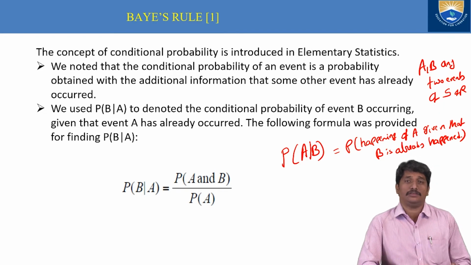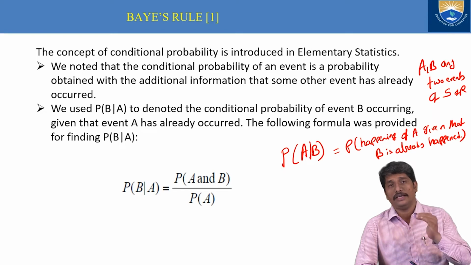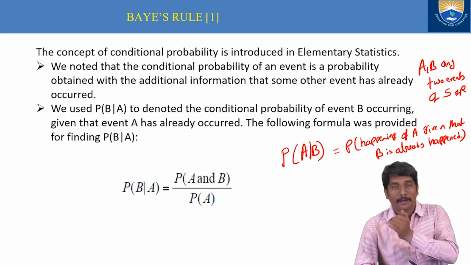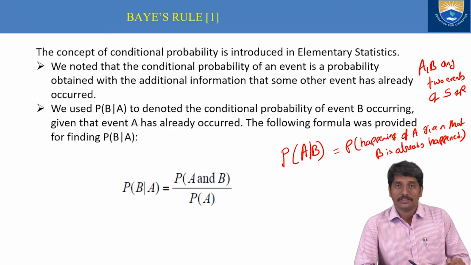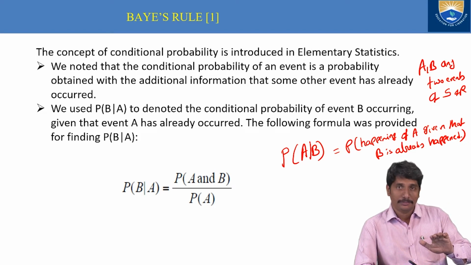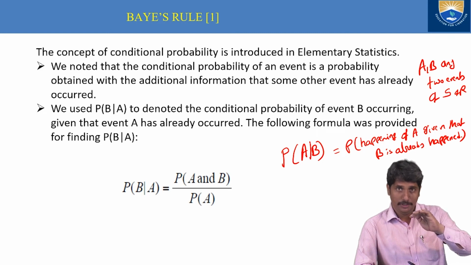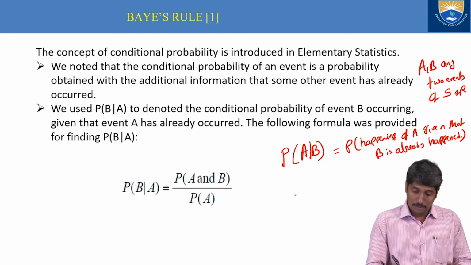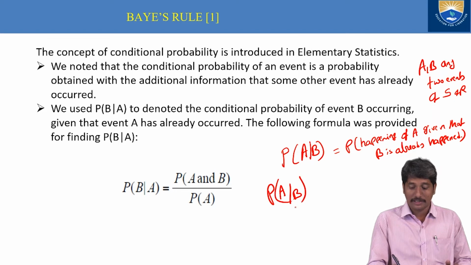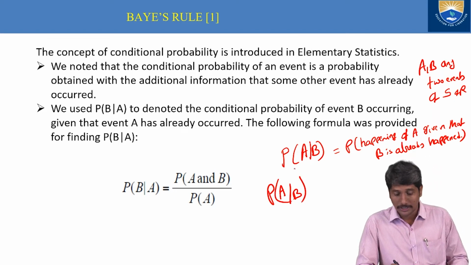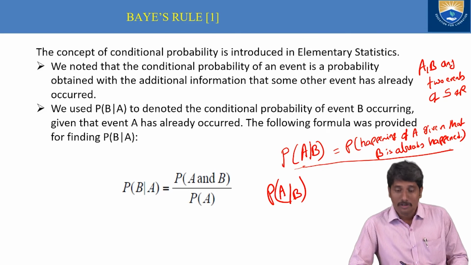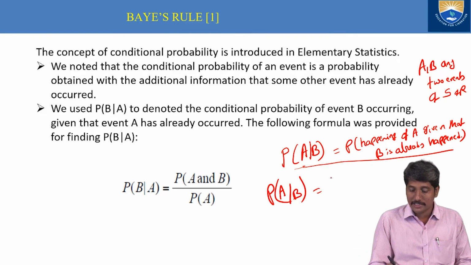That means, assuming that an event B has already happened, what is the chance that A will happen? Or in other terms, by obeying the condition B, what would be the chance that A will occur? That is what you can understand by the meaning of conditional probability. Here we define it as the ratio of P of A intersection B over P of B.